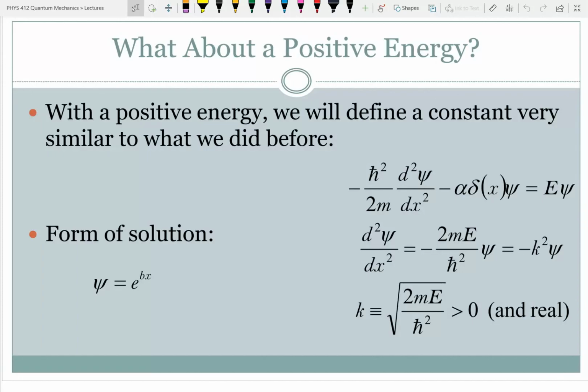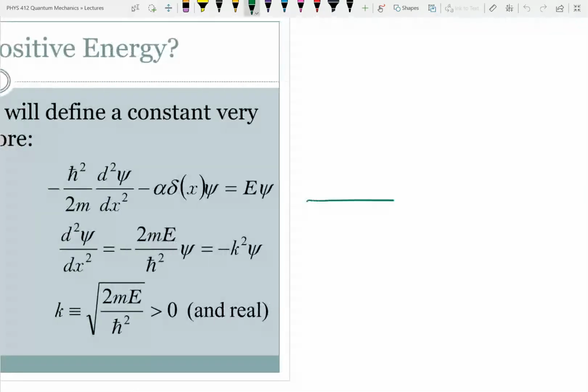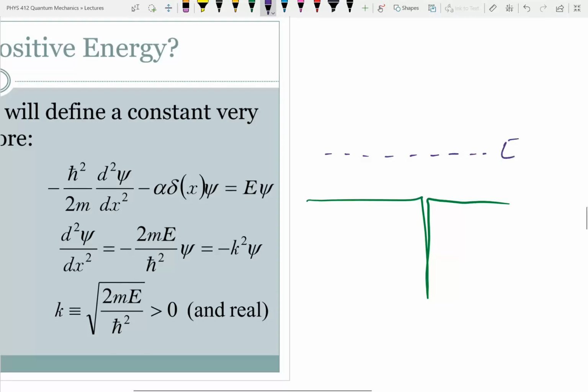Now going to a second case with the delta function. What if we had a positive energy? So we're still going to have a negative delta function, but now we're going to have a positive energy. So if we were to draw our situation, here's the energy. The potential energy is 0. And so we have our negative spike.